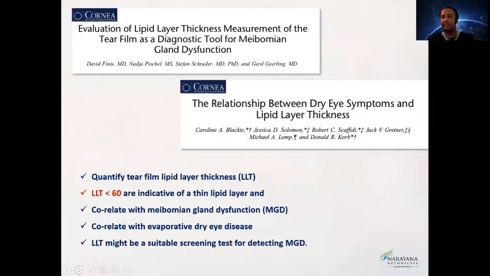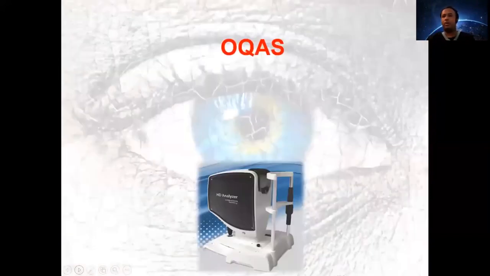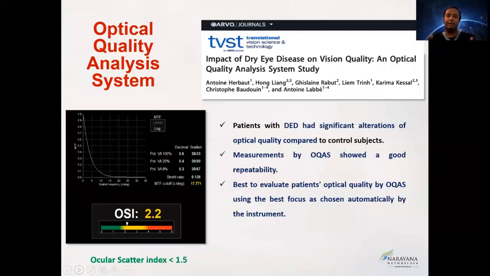It correlates very well with evaporative dry eye disease, and it is a suitable screening test for detecting Meibomian gland dysfunction. Now, I spoke about understanding tear film optics. An optical quality analysis system helps us in looking at scatter and objectively analyzing scatter of the tear film. Remember, when you're looking at scatter of the tear film, there are a few aspects you need to remember.